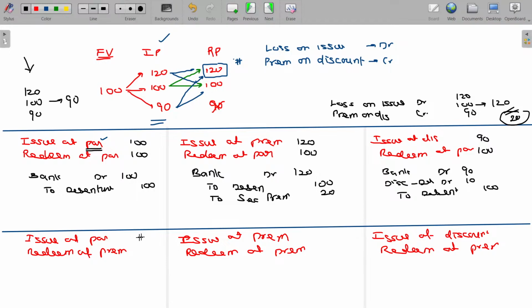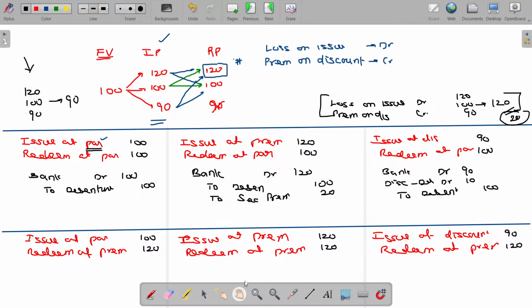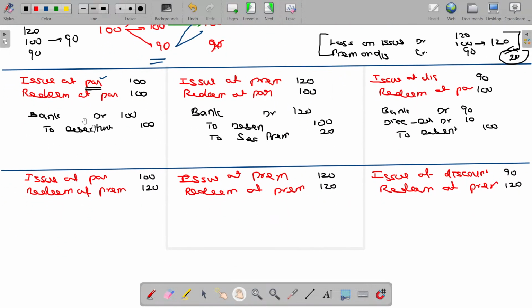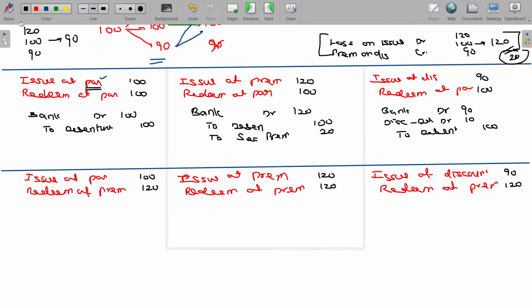Now the next scenario being issue at par, but while redeeming, we redeem at premium. Here issue at premium, redeem at premium. Here issue at discount, but redeem at premium. If you are redeeming at premium, then you have to pass an additional entry for the loss you are supposed to face on redemption.